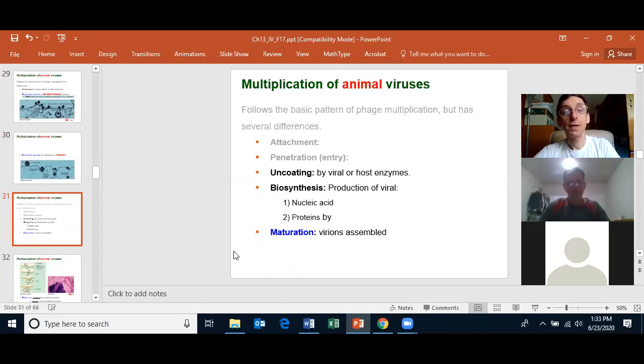So the encoding of the virus can happen by viral or host enzymes. The biosynthesis happens similar to what happens in a bacteriophage. The nucleic acid of the virus will be replicated. It will be transcribed and translated into proteins. And then the new virions will assemble, and that we call maturation.